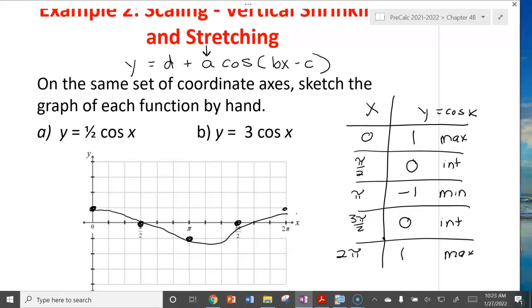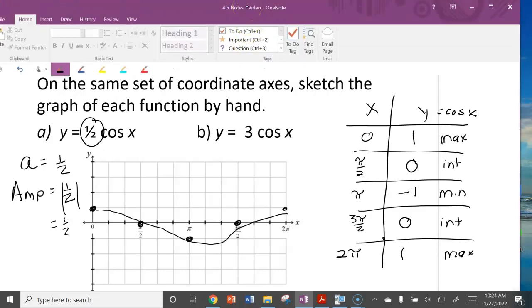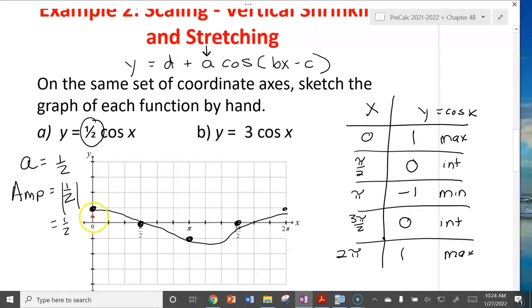So now I'm going to apply our change in amplitude. A equals 1/2. So the amplitude is 1/2. Strictly speaking, the amplitude is the absolute value of A. So the absolute value of 1/2 equals 1/2, because I always want my amplitude to be positive. So when I'm graphing this one, my amplitude instead of 1 is 1/2. So that just changes our max and min. Our intersections are still in the same place.